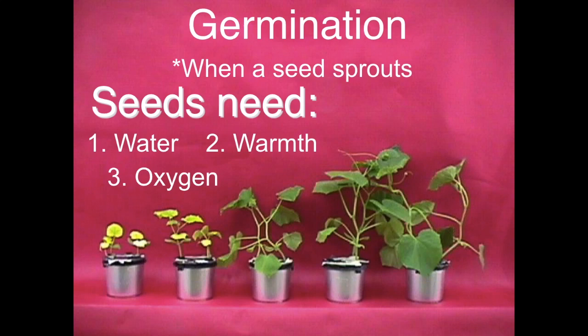So in order to grow or germinate, seeds need water, they need warmth, so they're not going to germinate in the winter, and they need oxygen. This is showing that this is a healthy environment. If there's oxygen present, there's usually carbon dioxide present, so the adult plant can grow.